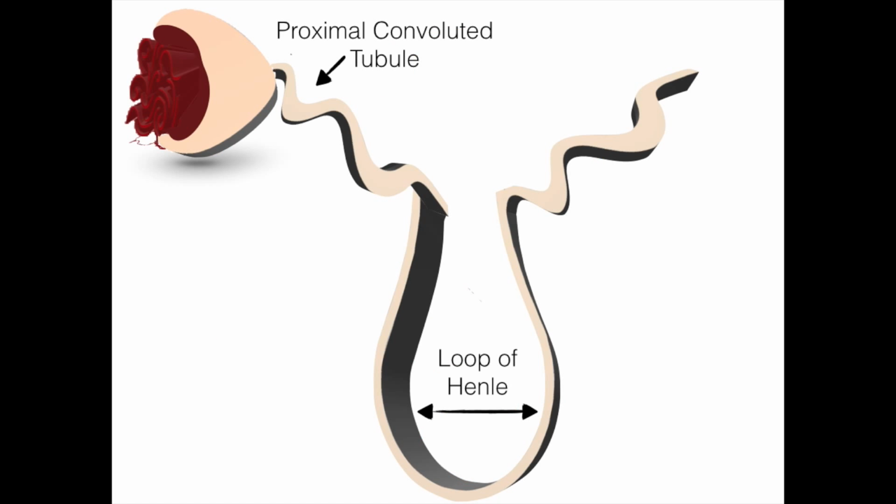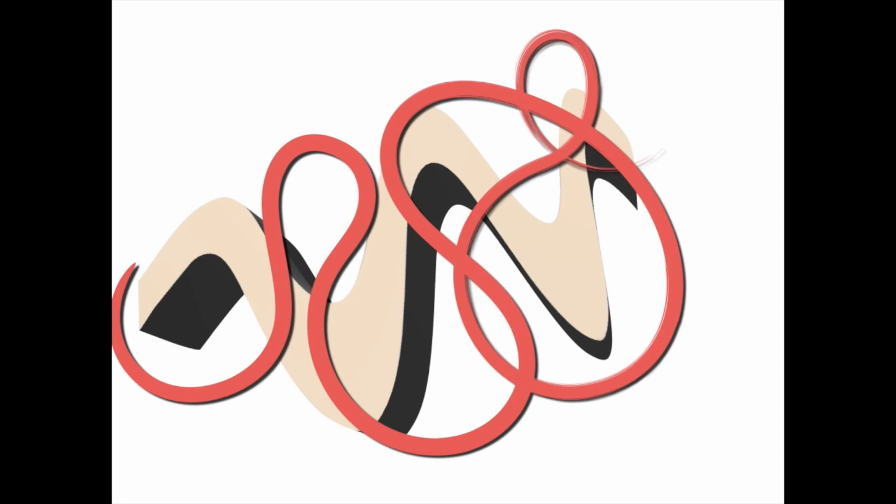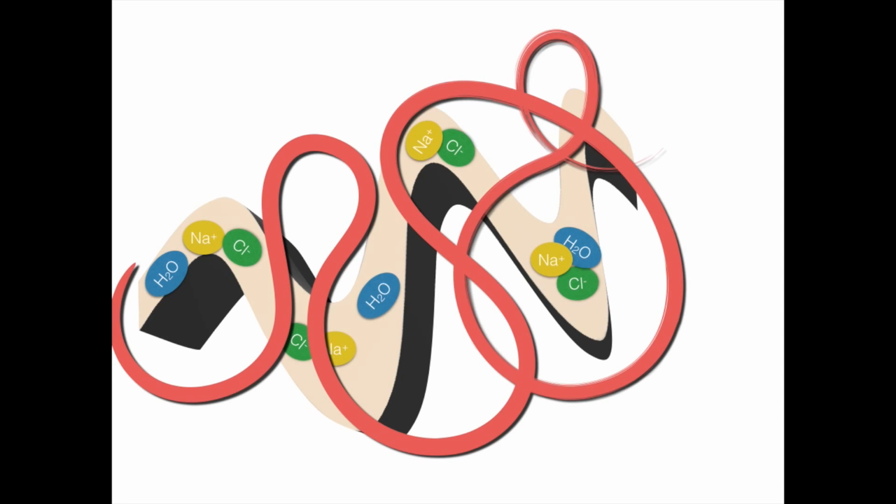The final portion of the nephron is the distal convoluted tubule. For most vertebrates, this tubule represents the last chance for ion reabsorption or secretion, and thus one of the last places where osmoregulation can occur. Once filtrate leaves this portion of the nephron, its composition is mostly set and will become urine.